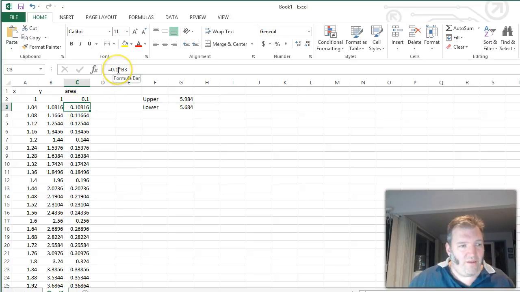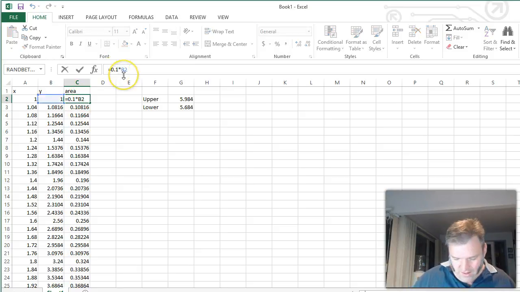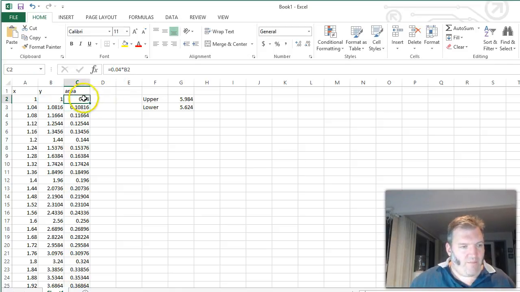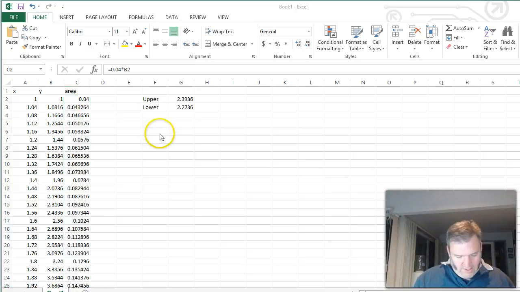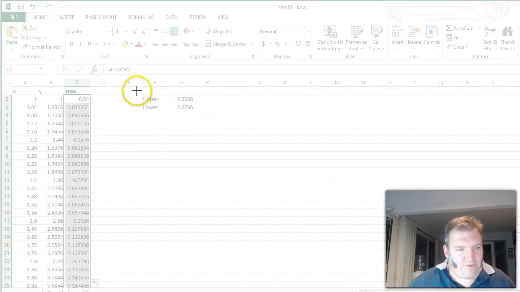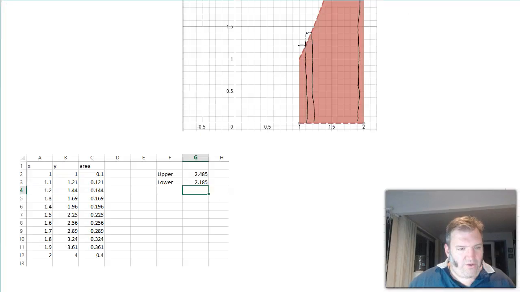This width is no longer 0.1. What's our new width? That's right, 0.04. Remember that 1/25th. So if I do that and multiply them down, now we'll see that the estimates using 25 strips are closer to what we wanted.